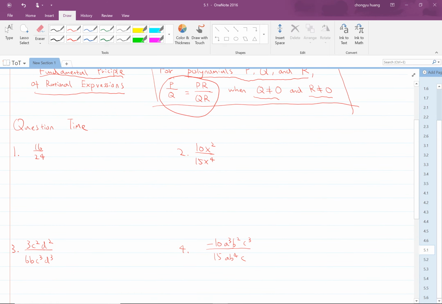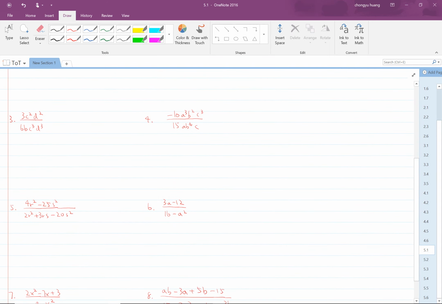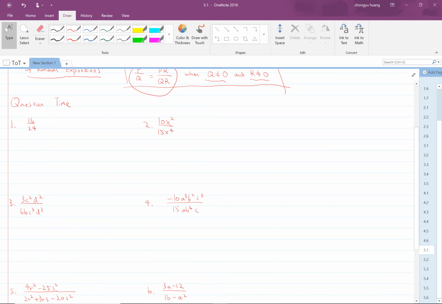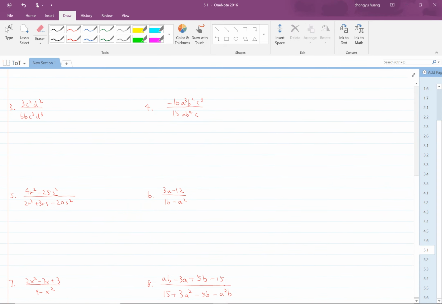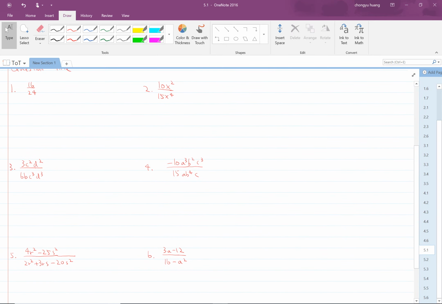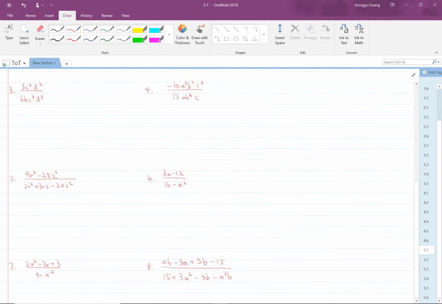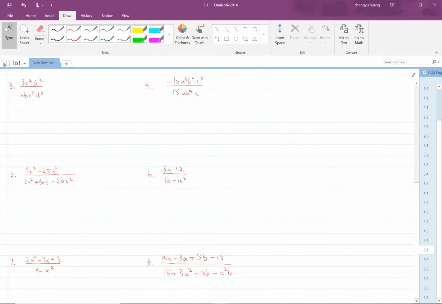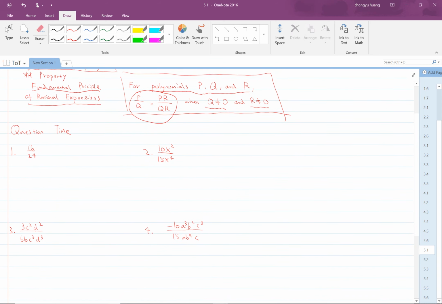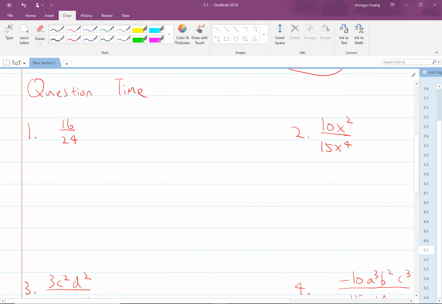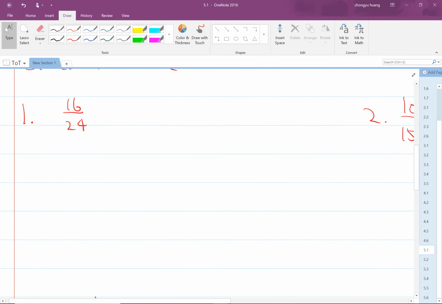So we've got a number of questions, and we're going to go through them one by one, in detail. Hopefully at the end you guys learn something and know better how to simplify them. So let's jump into example 1. I'm just going to zoom in a little bit to make sure you guys can see it really clearly.